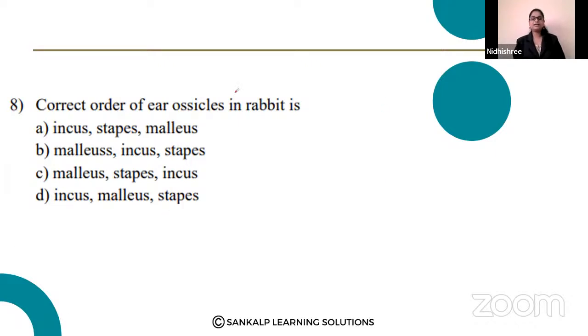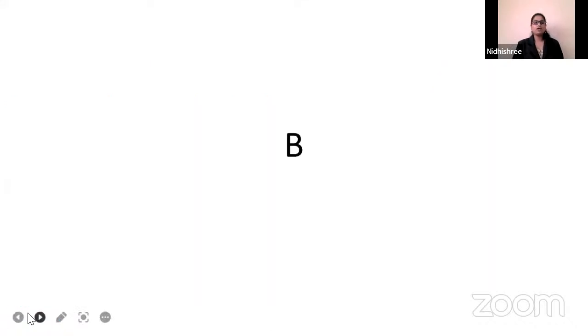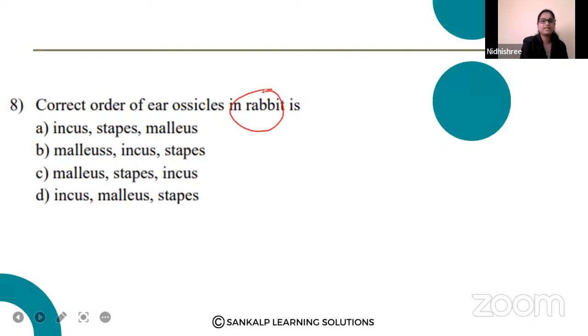Okay, let us check the answer. Some said option C, some said option B. Malleus incus stapes, malleus stapes incus. So the answer is actually option C. As it is in rabbit, it is option C, not option D.